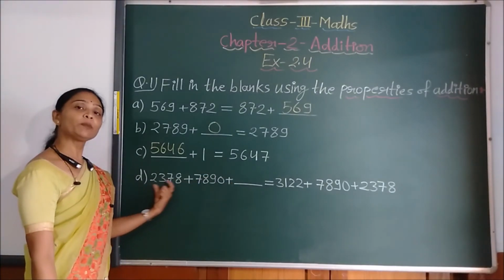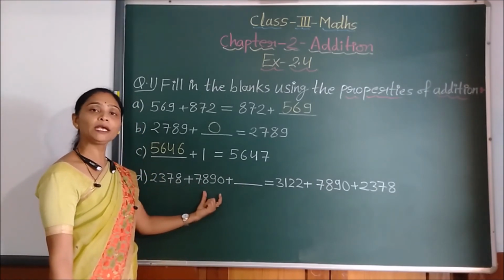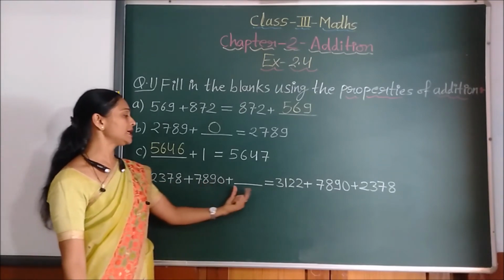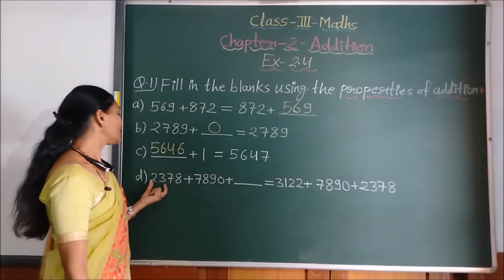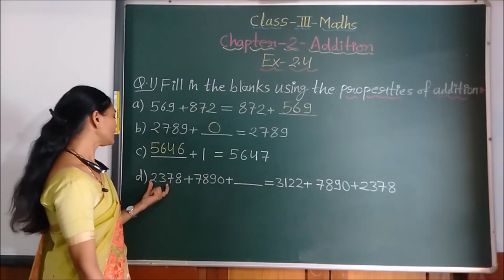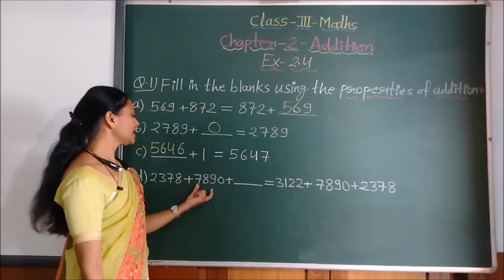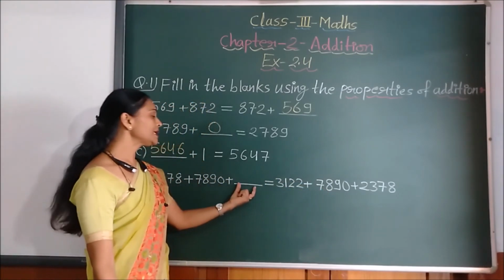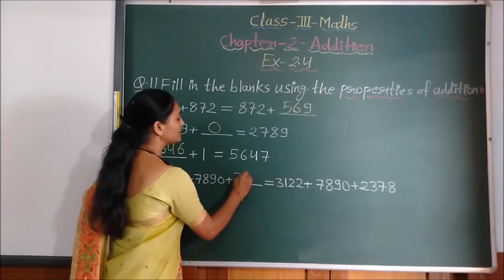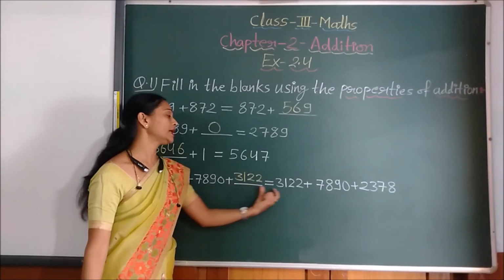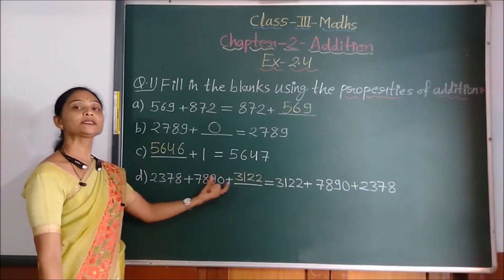Now see this one. Which property is used, children? See 1, 2, 3. 3 numbers are there. Means this is grouping property. Now we will see here 2 numbers are there and 1 is missing. So here all 3 numbers are written this side. So we will see one by one which number is missing. See this first one. 2378 is written here in the last, and the second one is written here in the middle. Now which one is left? This one. So this is what? 3122. So this will come in this fill in the blank. So using the properties of addition, you may solve these fill in the blanks very easily.